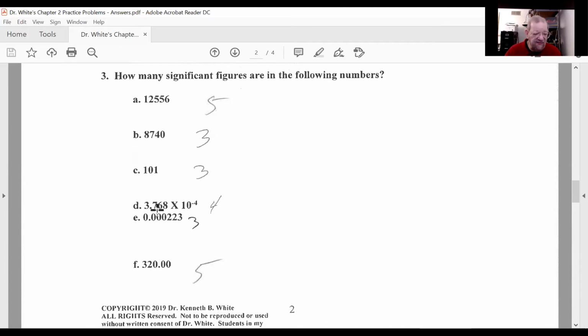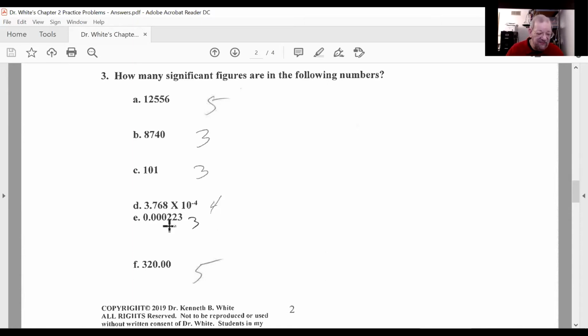When you do scientific notation, you ignore the 10 to the minus or plus whatever. The only number in front of the times or X is what you consider. So 3.768, these are all integers. There are four of them, four significant figures.